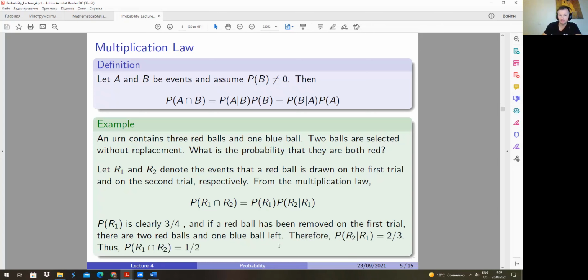2/3. 2/3, yes. And in total, I have 3/4 multiplied by 2/3. And I have what? I have 2/4 or 1/2. So the probability to take 2 red balls on 2 consecutive draws is 1/2.